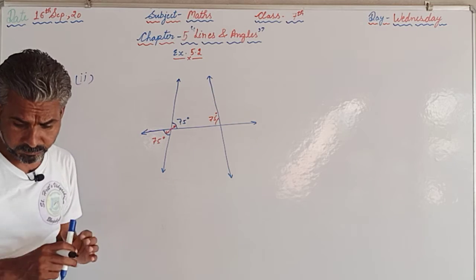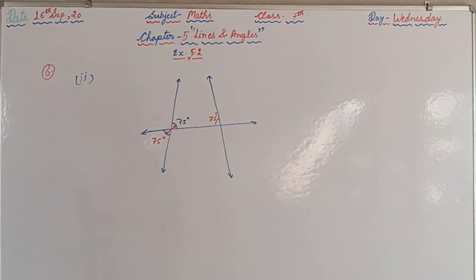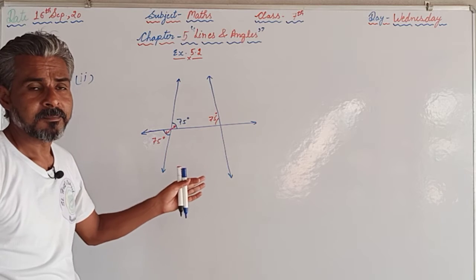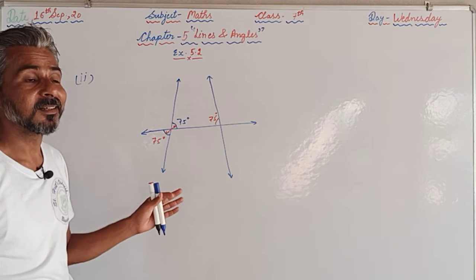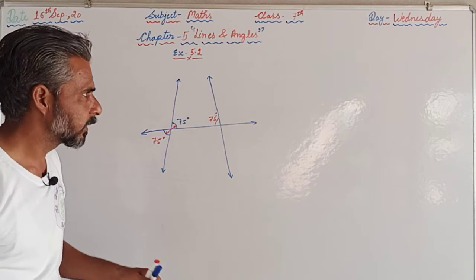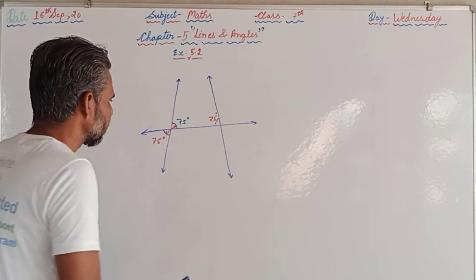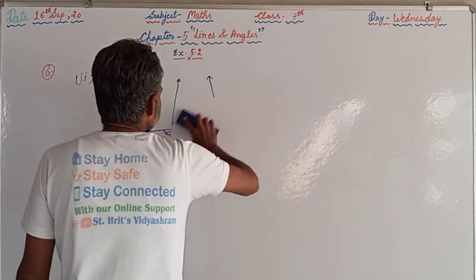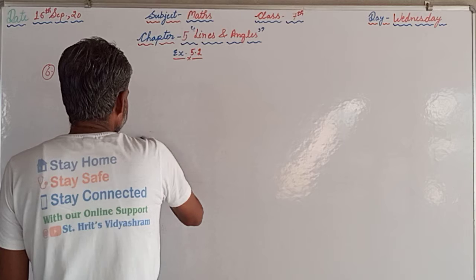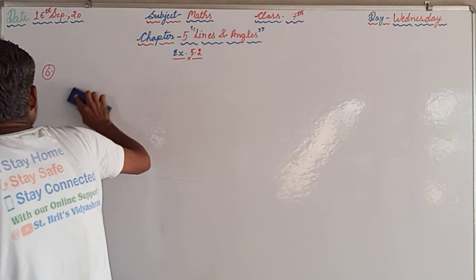If the sum of the interior angles on the same side of the transversal had been 180 degrees, then the lines would have been parallel. But that is not 180 degrees, that is only 150 degrees. Hence, we will say that the lines are not parallel. At the same time, now we will see the third part, whether in the third part the lines are parallel or not.